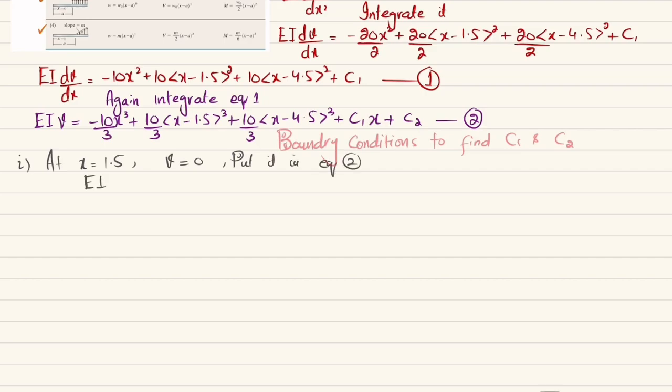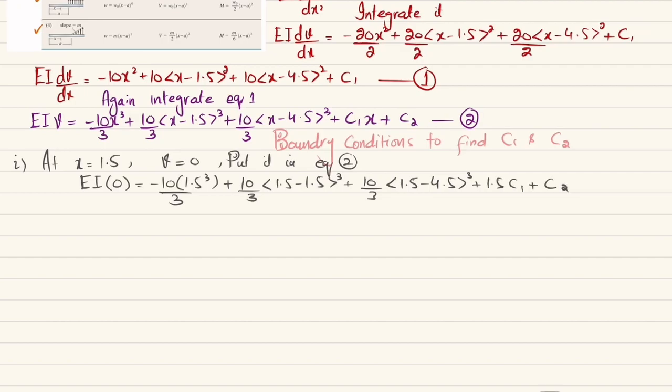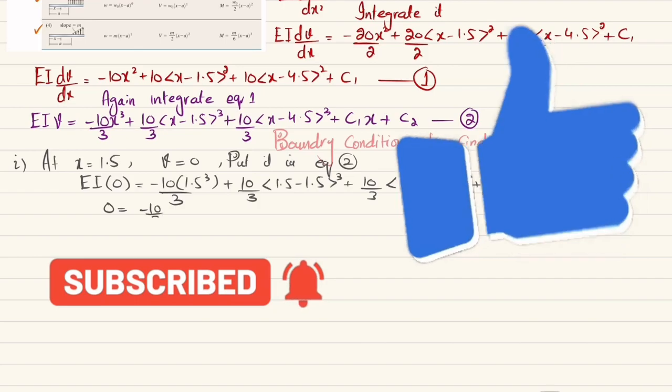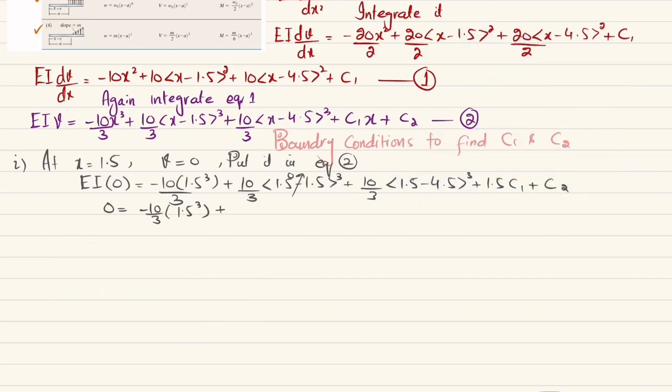You will get EI into 0 is equal to minus 10 into 1.5 cube divided by 3 plus 10 divided by 3 into 1.5 minus 1.5 whole cube plus 10 divided by 3 into 1.5 minus 4.5 whole cube plus C1 into 1.5, so 1.5 C1 plus C2. The second term will be 0, and the third term is a minus quantity inside the Macaulay bracket, which will also be 0. So we get 0 equal to minus 10 divided by 3 into 1.5 cube, you can simplify it as well, plus 1.5 C1 plus C2. This is your equation number 3.